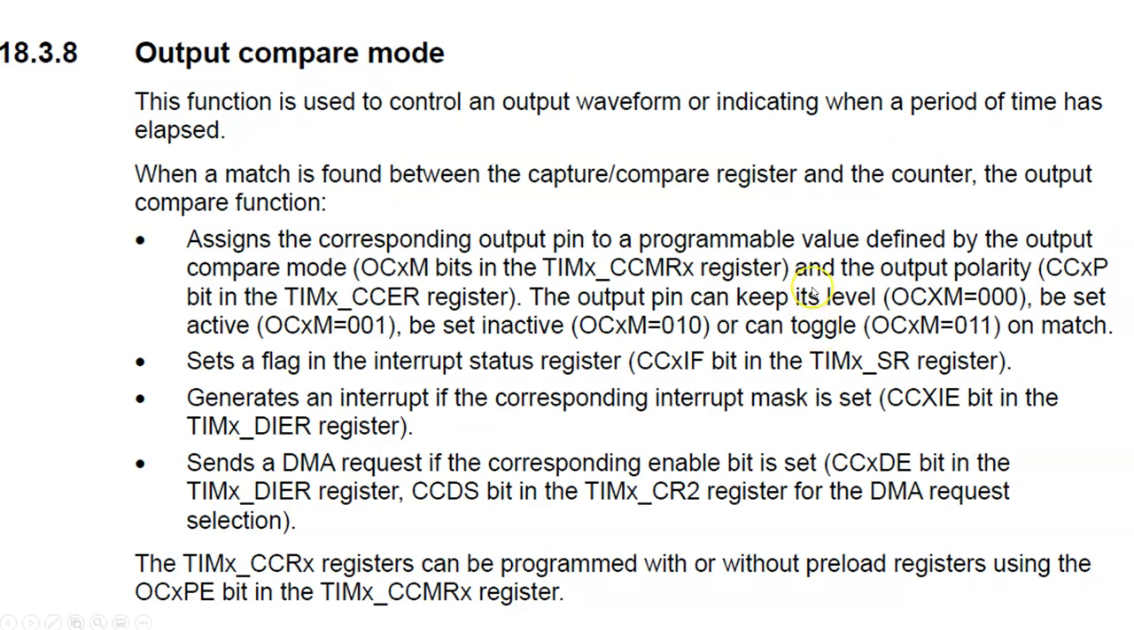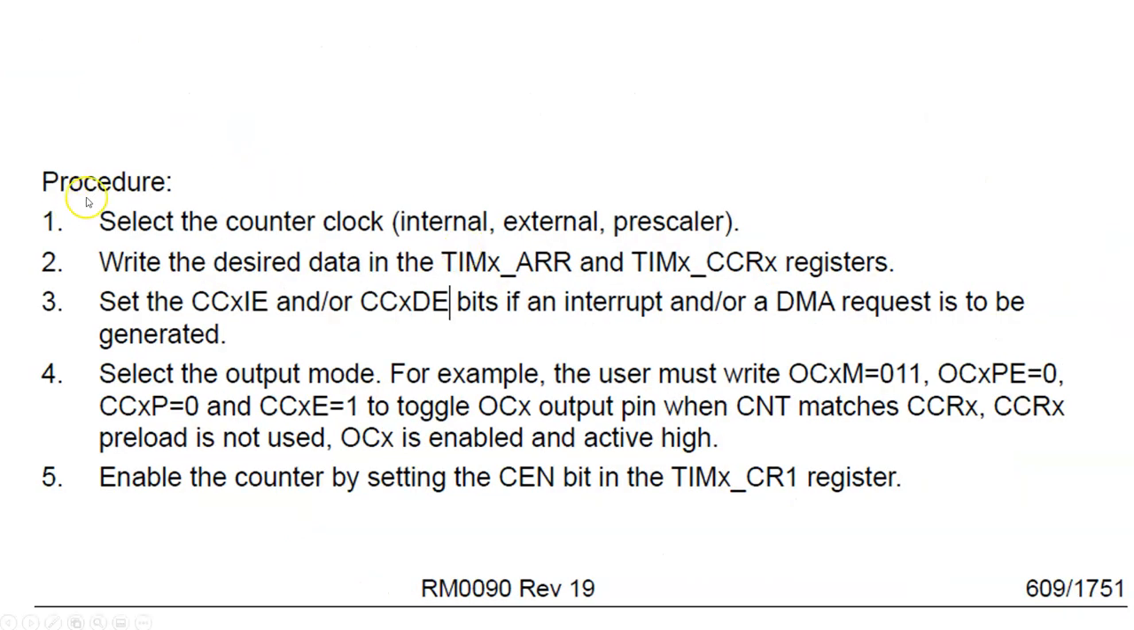If we look at the reference manual, chapter 18, it walks us through the various steps necessary to make this all work. On the procedure, it says select the counter clock. This assumes that you've already enabled the timer, you've already identified the GPIO port that is going to be used as the output, and you've already set the alternate function registers so that you can use that timer channel to drive that pin. Once the port has already been set up, how do you make that port active?